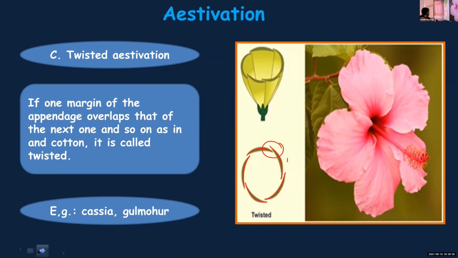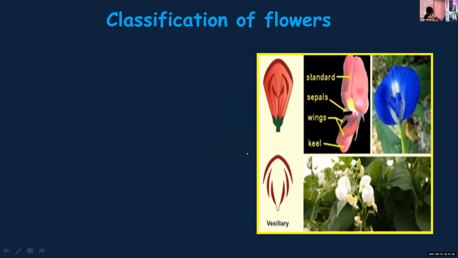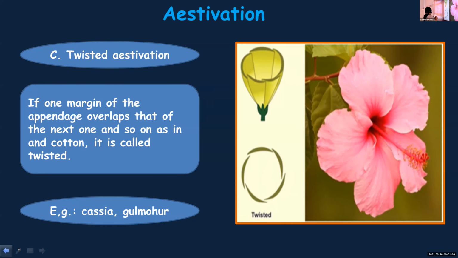So here it is taking place in a particular fashion, whereas in the previous one, overlapping is taking place, but not in any particular fashion. In twisted, there is a particular fashion or pattern by means of which they are getting overlapped. In all the petals or sepals, see each one, only one margin is overlapping the other one. One inside and one outside. Everywhere you can see, one margin is inside, one margin is outside.